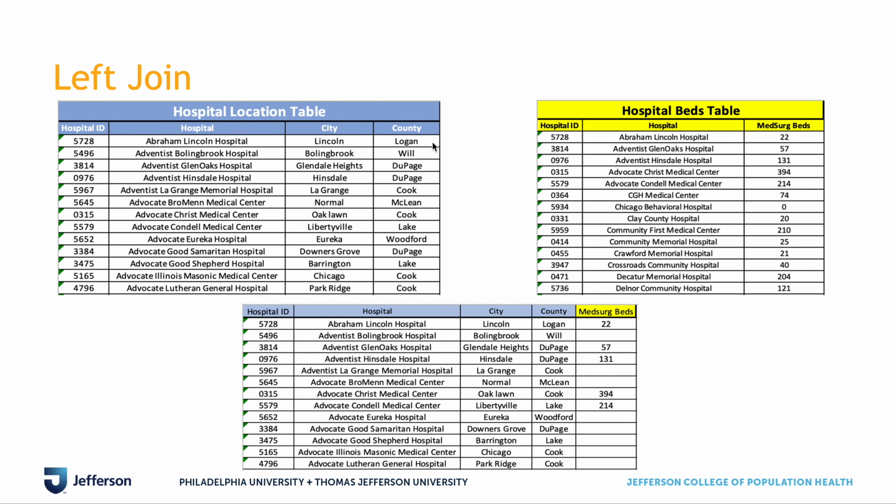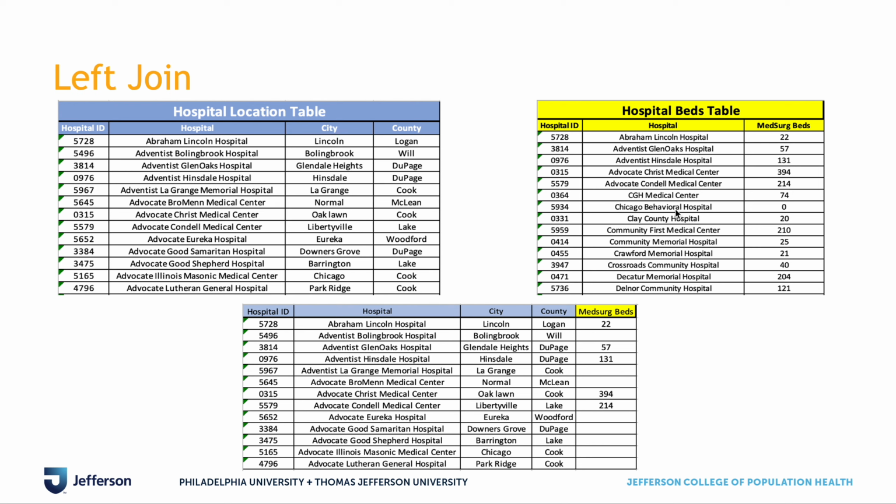So here's an example. We're going to be using our hospital sample data. And here we have our left table, the hospital locations. This has information for the hospital ID, the name of the hospital, what city it is, and what county it's in. And then the right table is going to serve as the beds. As you notice here, not every hospital that's in the hospital location table is in the hospital beds table.